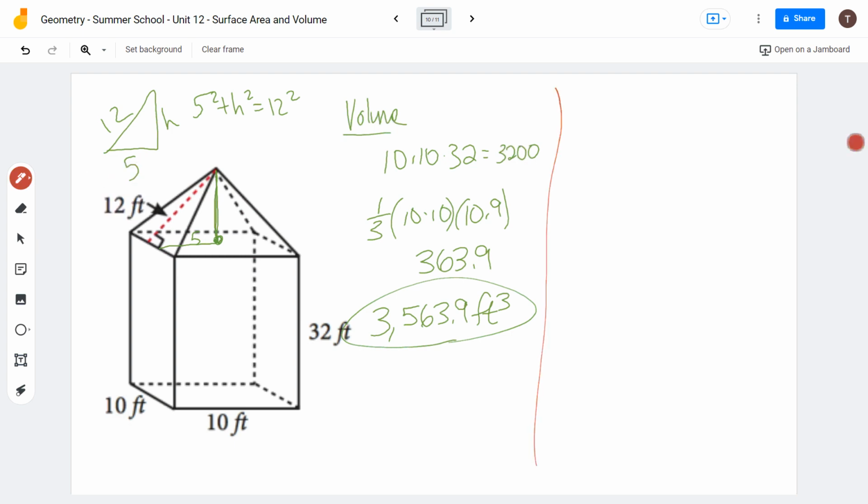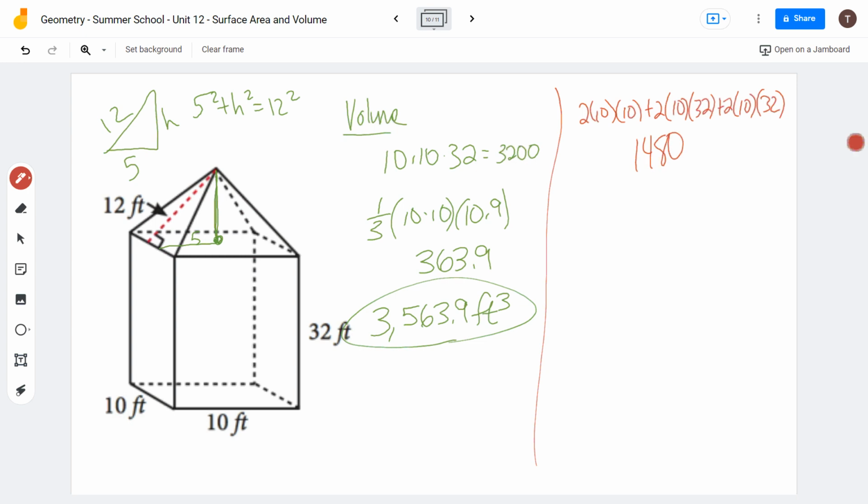Okay, if I go to surface area, I have the rectangular prism here. So that would be 2 times 10 times 10 plus 2 times 10 times 32 plus 2 times 10 times 32. 1480.